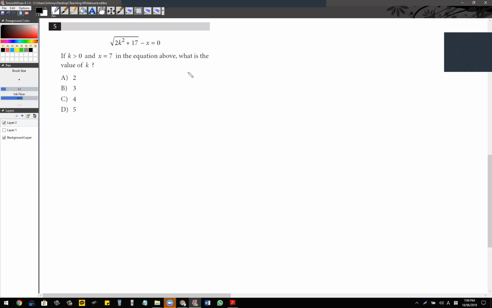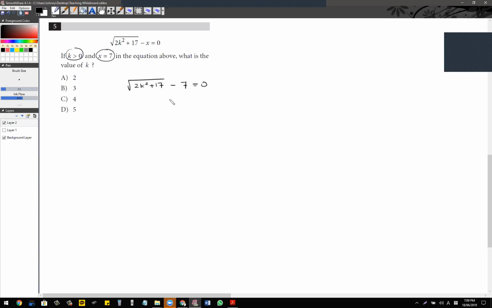So let's start with this one. It says this whole thing is 0, and k is a positive number, and x is 7. What is the value of k? So we need to solve this. So 2k squared plus 17 minus 7, isn't it? Because x is 7 is equal to 0.